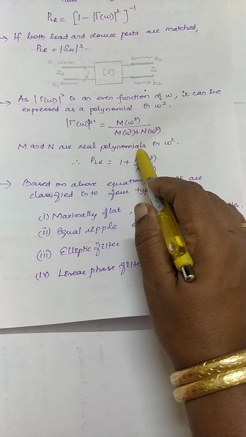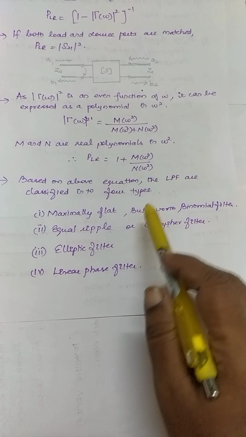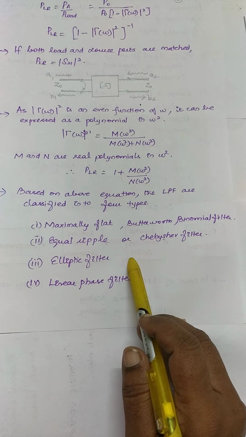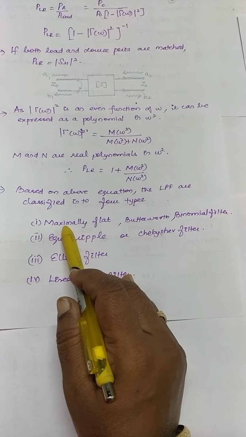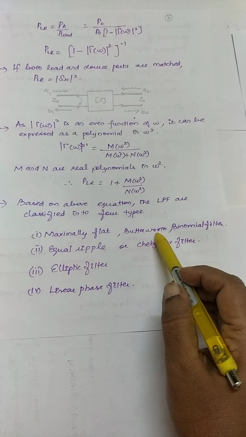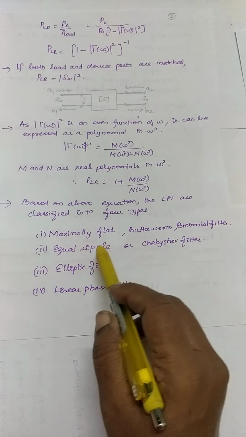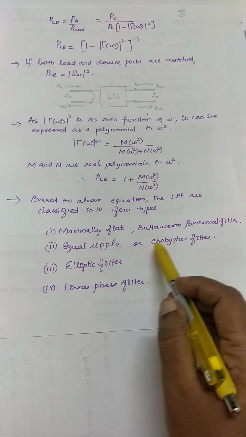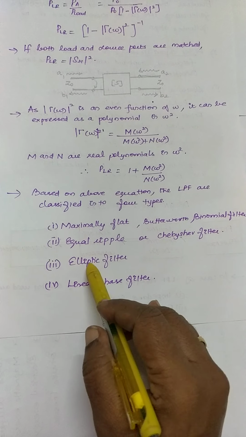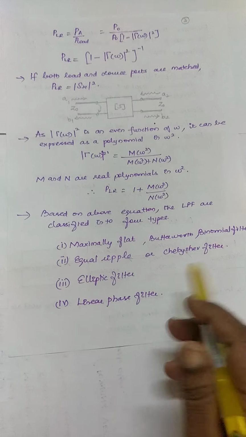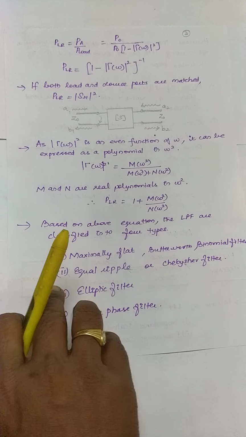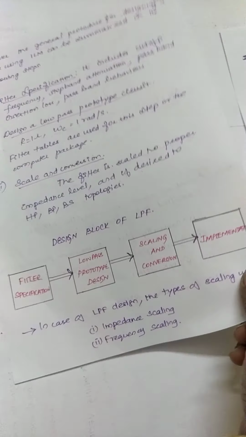Based on the above equation, the low pass filters are further classified into different types. The types are the maximally flat or Butterworth or binomial filter, the equal ripple filter, also called the Chebyshev filter, the elliptic filter and the linear phase filter. All these are the various responses based on it.